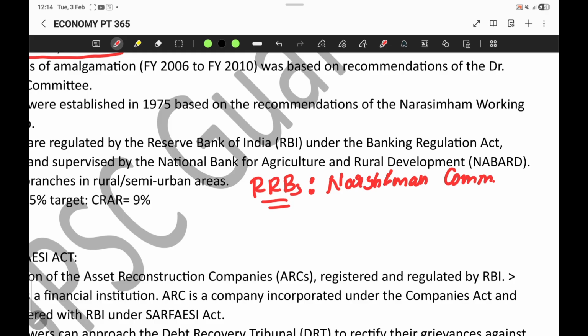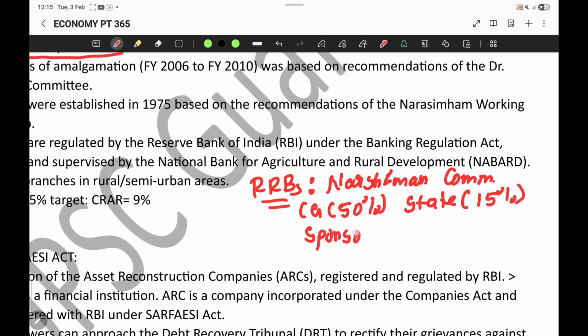Okay, so the second thing we have to focus on is the unique kind of ownership held by them. Central government ownership is 50%, state has 15%, and sponsor bank has 35% of ownership here. Very important things. These kinds of holdings are not available in any other banks, which means it's a very unique thing we have to remember. And the regulation, let us focus on the regulation.